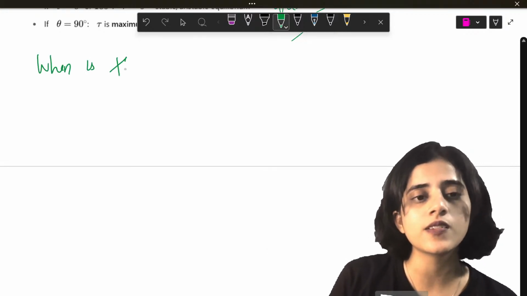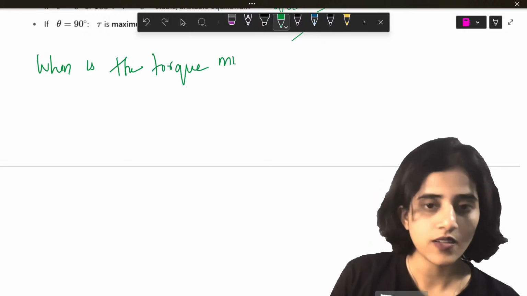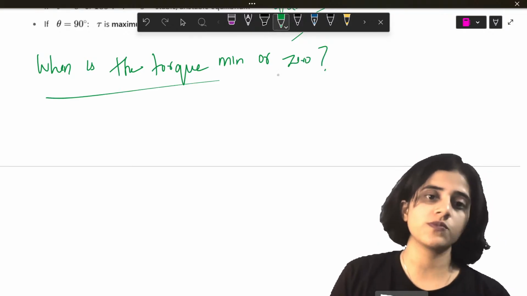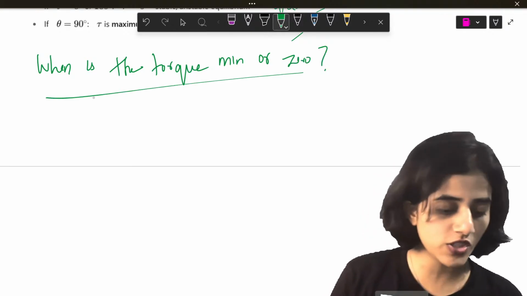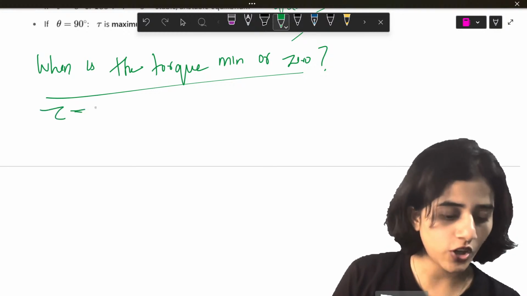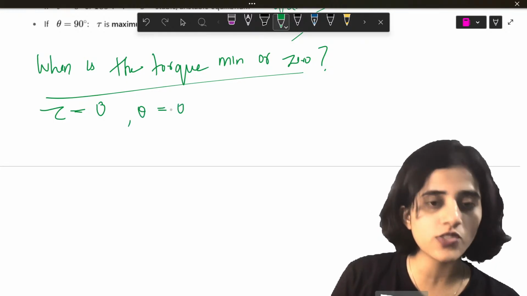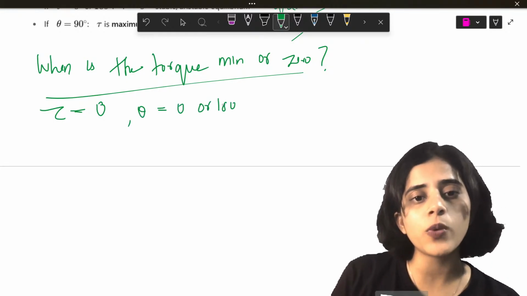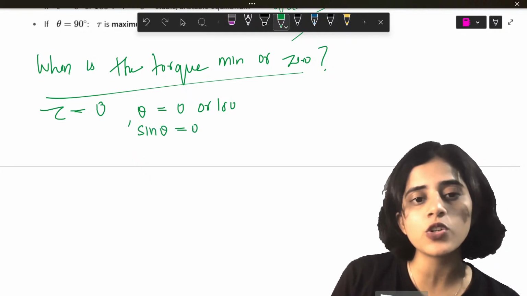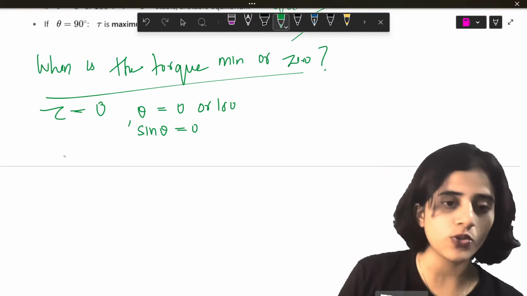When is the torque minimum or 0? So, for the torque to be minimum, torque should be equal to 0. For that, theta should be either 0 or 180. Only then will sine theta be 0. For torque to be 0, sine theta should be 0.